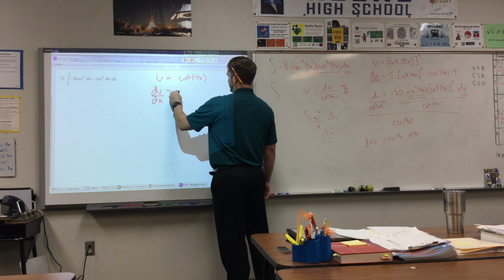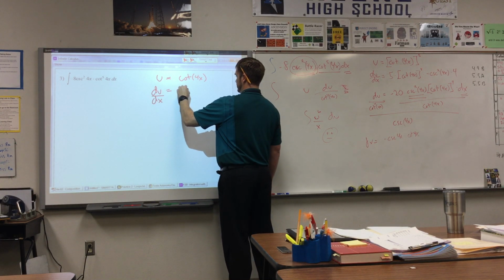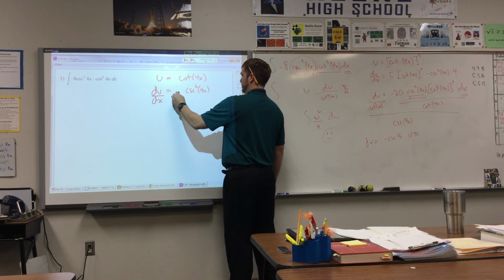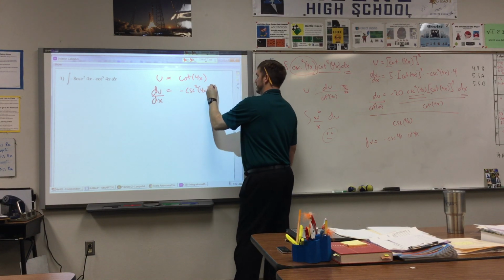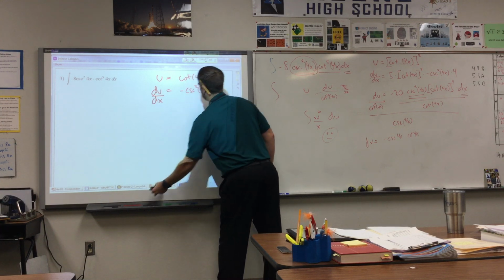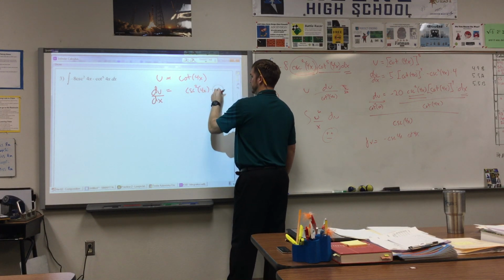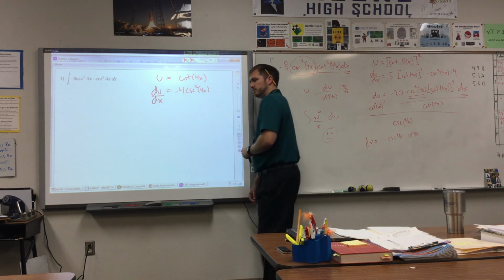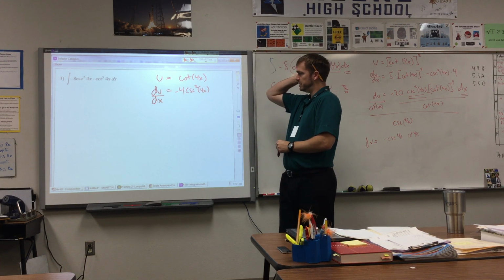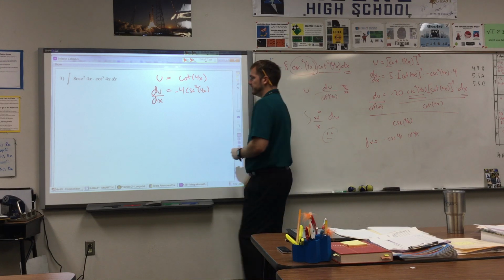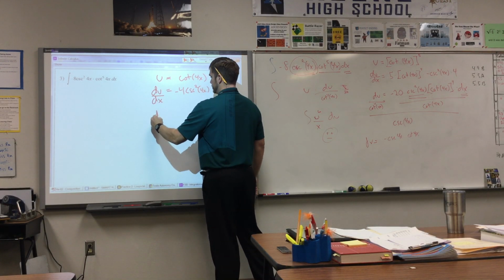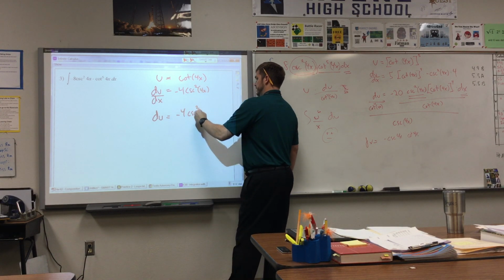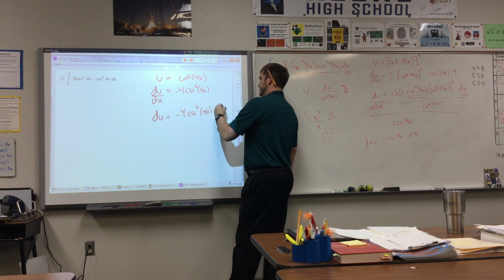It would be cosecant squared 4x times, it's actually negative cosecant 4x times 4. Are you okay if I put that 4 out in front, immediately, all in one shot, because we're AP calculus students? Then, multiply both sides by dx. So du equals negative 4 cosecant squared of 4x dx.